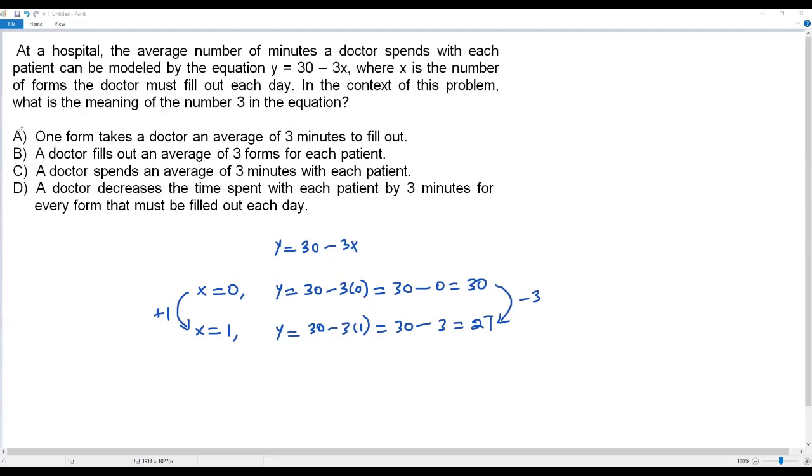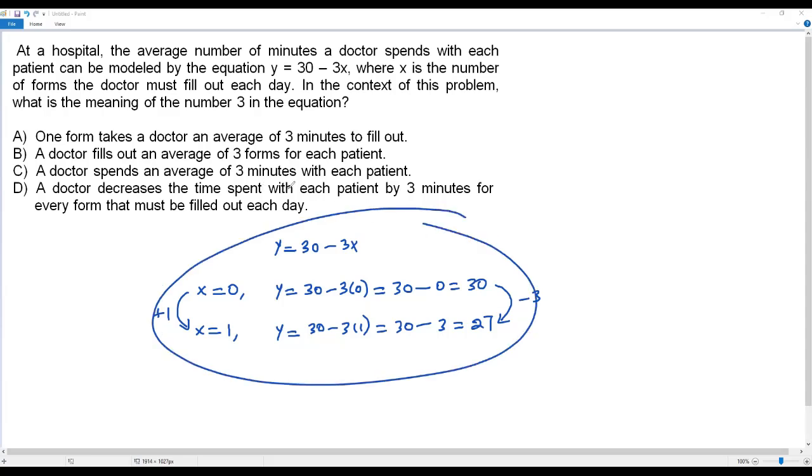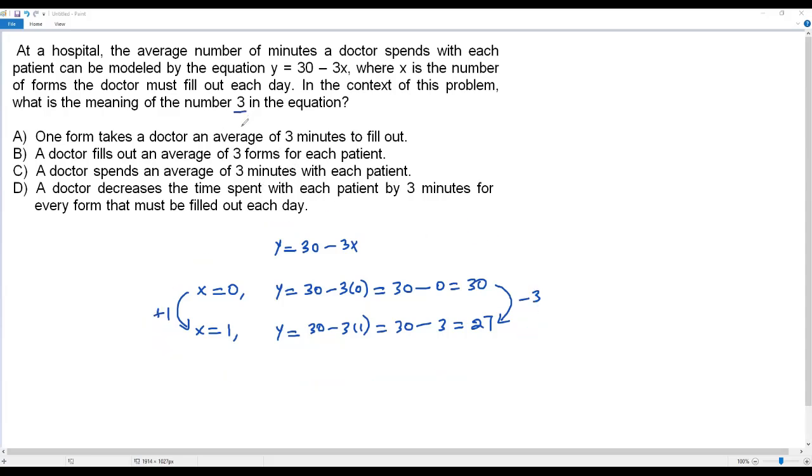Okay, now let me go to answer choice A. 1 form takes a doctor an average of 3 minutes to fill out. No, it's not correct because the given situation does not match with the work we have done over here. From the work we have done, it's very clear that the 3 represents the number of minutes of decrease in the time the doctor spends with each patient. Now we can reject option A.